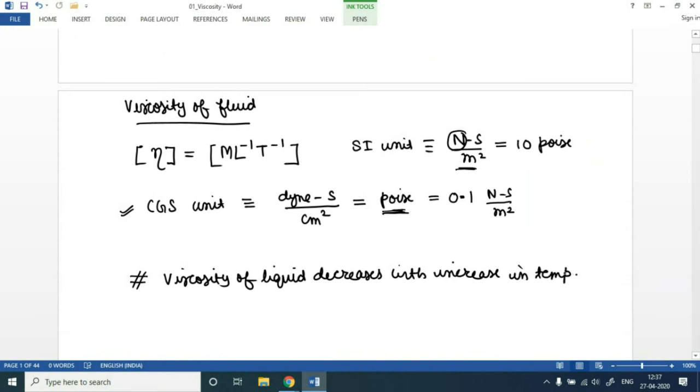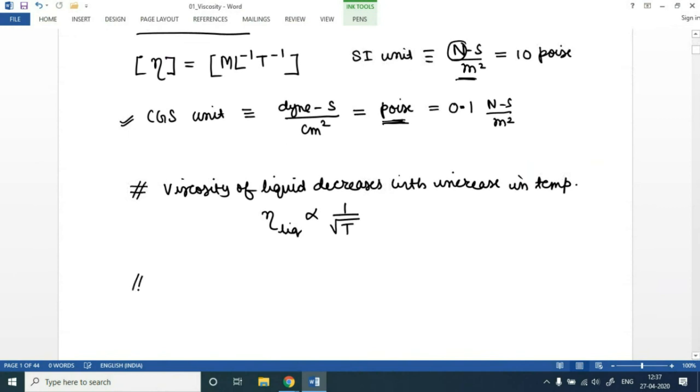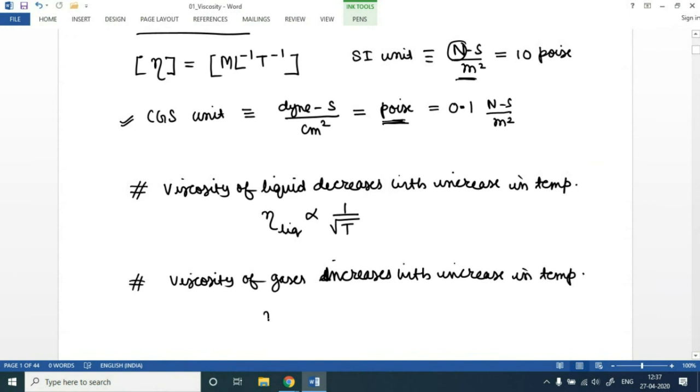and the proportionality, eta liquid you can say, would be inversely proportional to root T, where T would be absolute temperature. That is an approximate relationship. And gases behave differently. So you can say viscosity of gases increases with increase in temperature. And the relationship over here, eta gas is directly proportional to root T. So these two things are for your information.